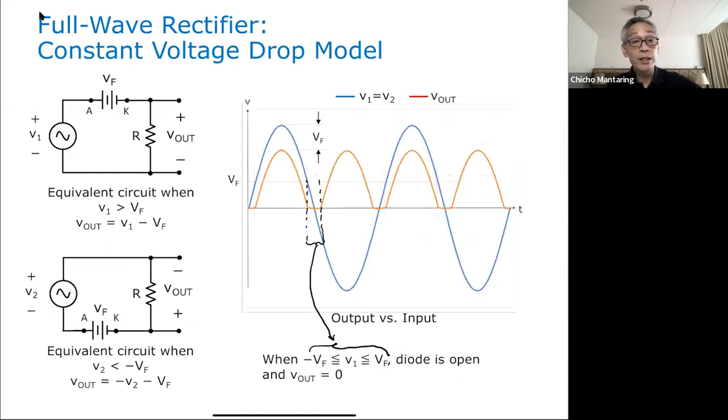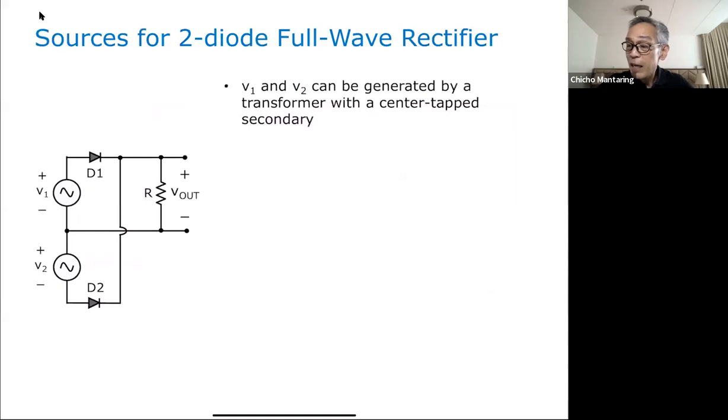Any questions? So this is the full wave rectifier constant voltage drop model. Now, where can we get this source? Where can we get two voltages of exactly the same amplitude, exactly the same frequency, exactly the same phase? One very common source of the two voltages is what we call a center tap transformer.